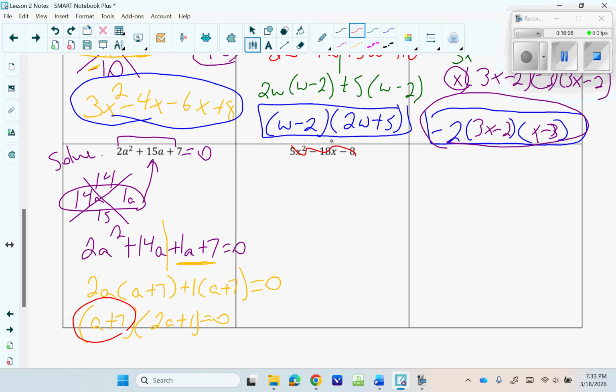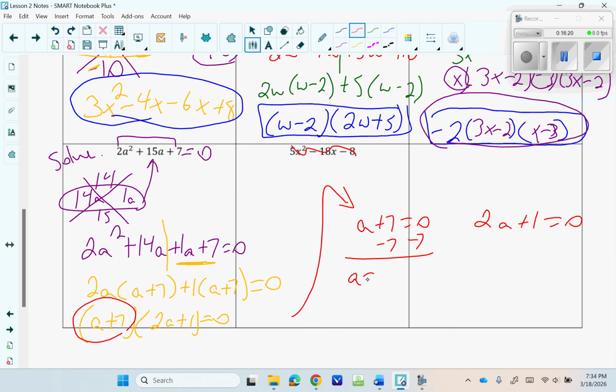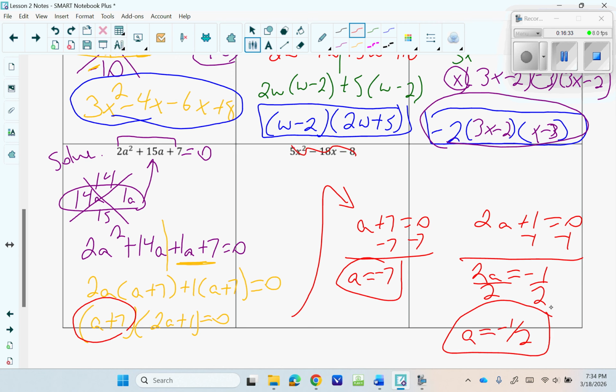So when it is equal to 0, I have to set each piece now equal to 0. So I'm going to cross this out. So I'm going to come over here and say a plus 7 is equal to 0. And then 2a plus 1 is equal to 0. And so when I subtract 7, I get a is equal to negative 7. And here, when I subtract that 1 over and divide by 2, a is equal to negative 1/2. And that is it.